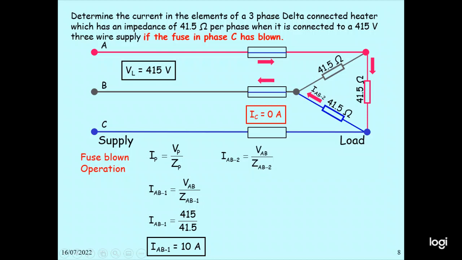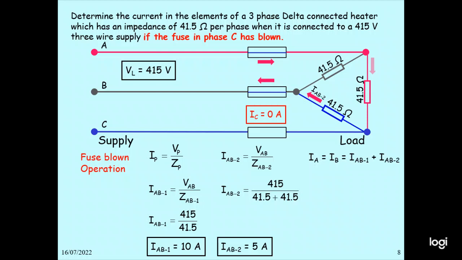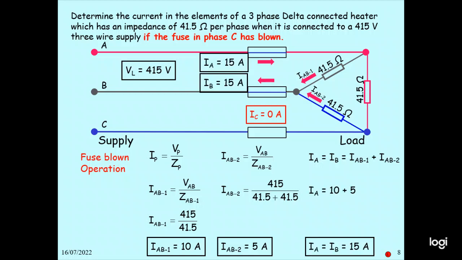IAB2 is going to be VAB by ZAB2. So that is what we calculate: 415 divided by 41.5 plus 41.5, you get IAB2 is 5 ampere. Then IB equal to IAB1 plus IAB2. So that means 10 plus 5, you get 15 ampere.